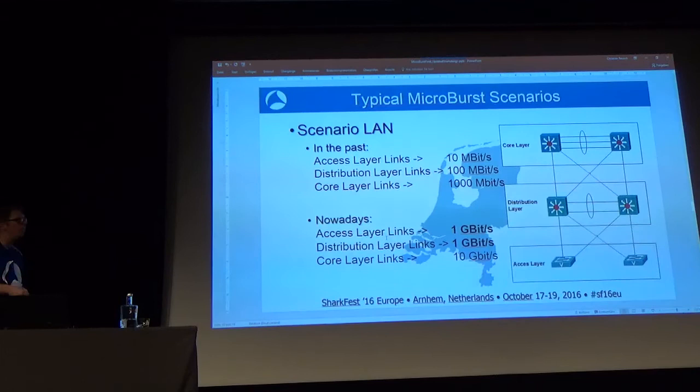Nowadays, it's totally different. Most access layers have 1 gigabit. And the distribution layer is often 1 gigabit too. And the core layer is 10 gigabit. But even if it's not so, even if we are an enterprise company and we have 1 gigabit here, then we have 10 gigabit here, but here we have 10 gigabit too. So we have no benefit from the scaling of the transmission speed.